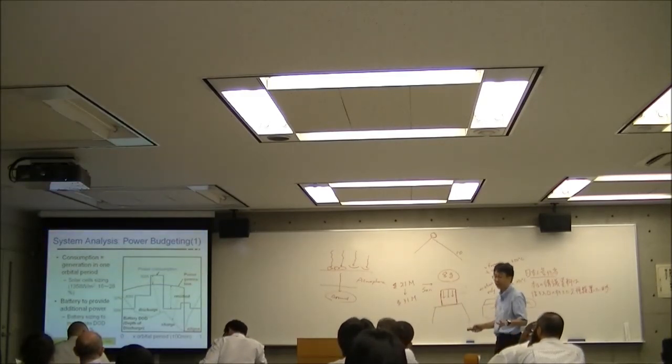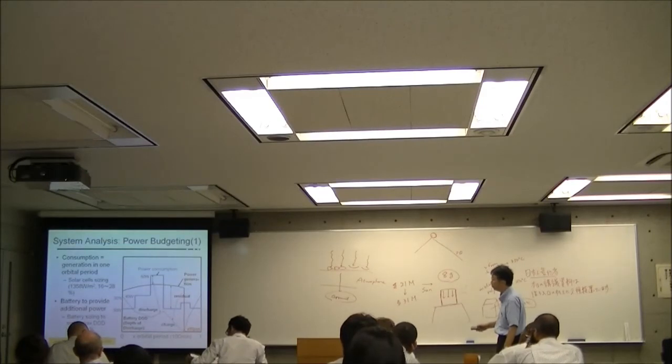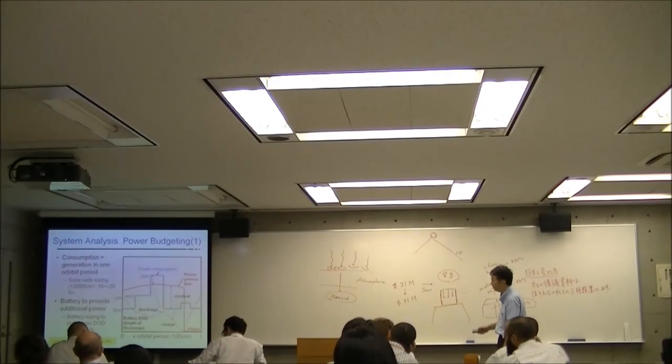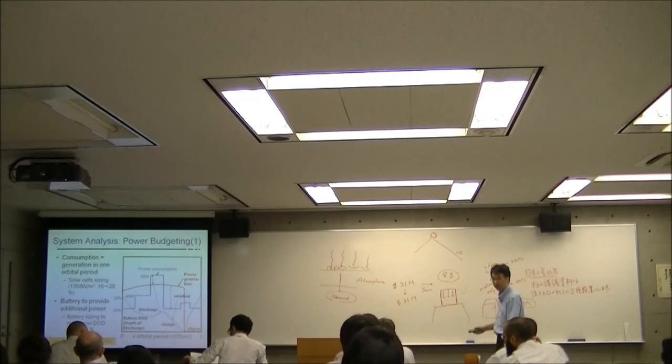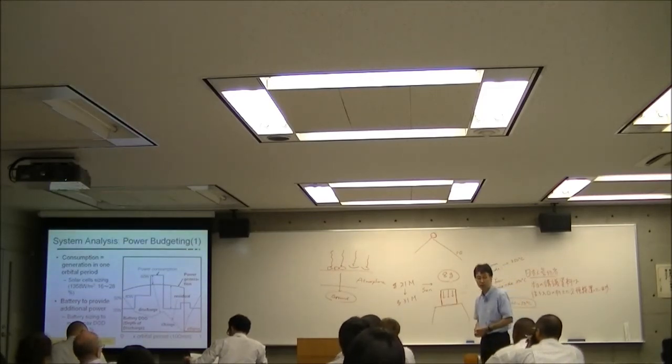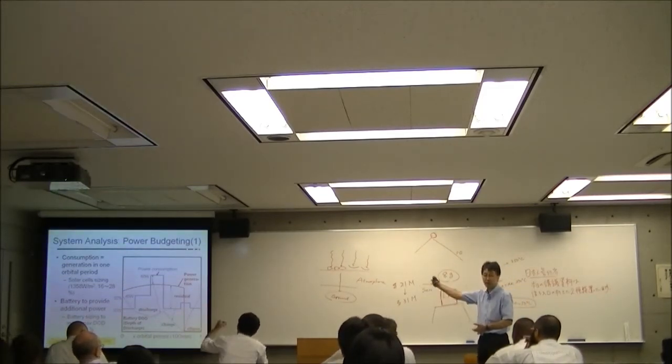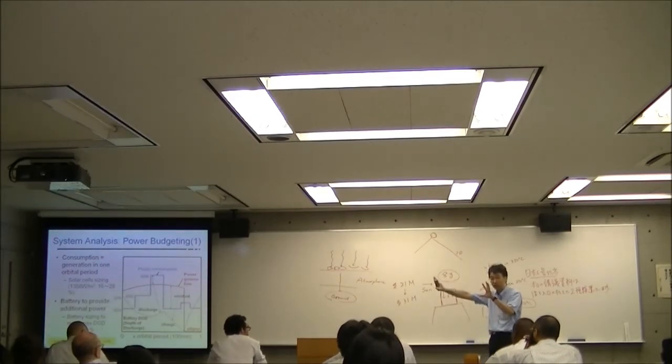So the important thing is that the total accumulation of this power requirement should be matched with the total generated power. So the total area of this red area should be matched with this total blue area. Accumulation. So this is the power budget. For the satellite case, this kind of matching between the power generation and the power consumption should be made.